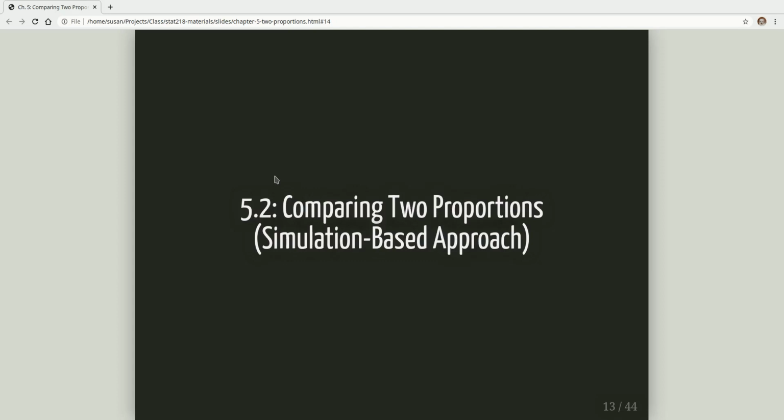Okay, so we're going to start out with the simulation-based approach. Section 5.3 is the theory-based approach, with the exception of the first little step here. This should look pretty similar.